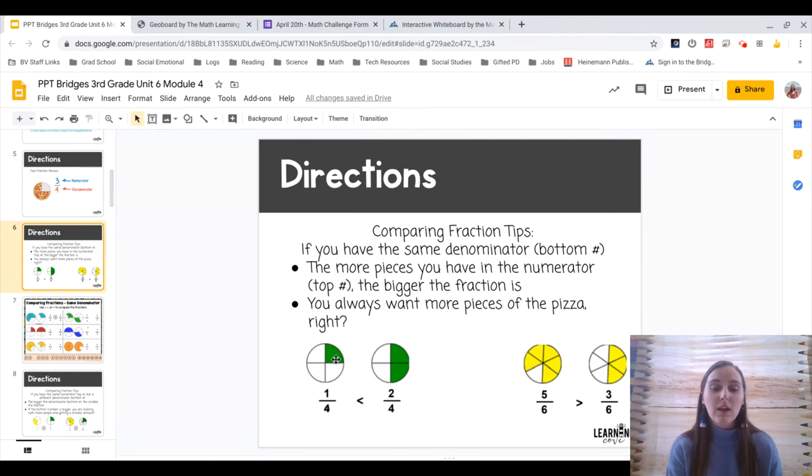So if I think about 1 piece out of those 4 or 2 out of those 4, 2 out of the 4 is a lot bigger than only 1. Okay, same thing here. You always want more pieces of pizza, right? So if I have the choice of getting 5 out of those 6 pieces or 3 out of those 6 pieces, 5 is greater. I would want those 5 instead of the 3.